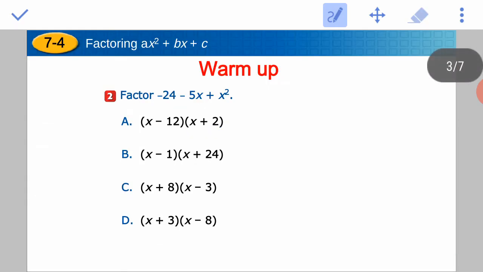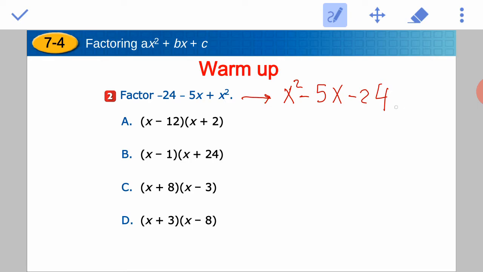Take another question. Factor negative 24 minus 5x plus x squared. Guys, before you start factoring this trinomial, I advise you to write it in standard form. Remember the standard form, you start with the term with the highest power. So you start with x squared, then minus 5x, and finally the constant negative 24. Now you can think about factoring this. Pause the video and think about this question.